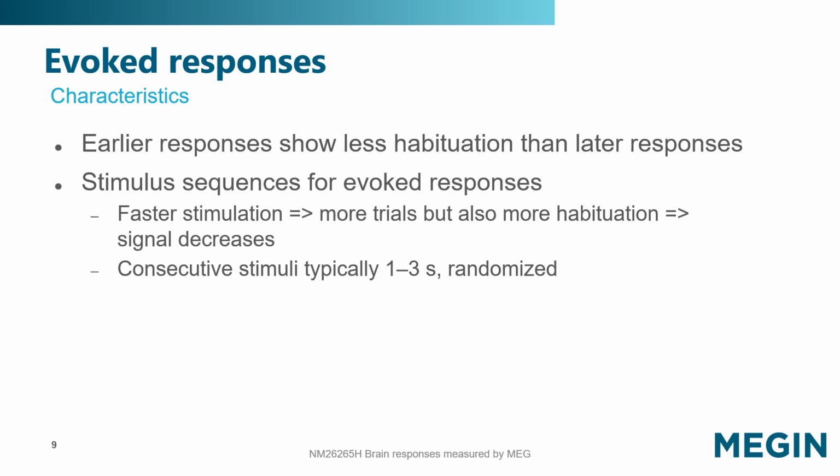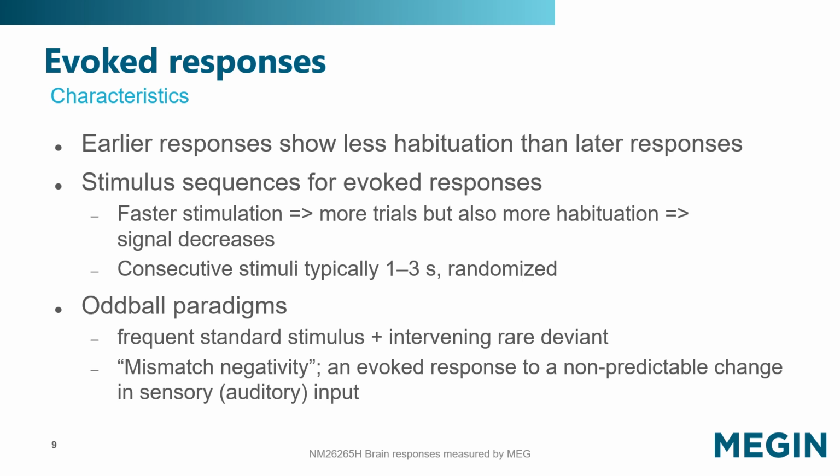Depending on the experiment, consecutive stimuli typically have a range from 1 to 3 seconds. Randomization of stimulus types and ISI lengths is recommended to improve vigilance and reduce habituation. In an oddball paradigm, the sequences of repetitive stimuli are interrupted by a deviant stimulus at an infrequent rate. The reaction of the participant to this oddball stimulus is recorded. The resulting mismatch negativity is an evoked response which detects sensitivity to a non-predictable change in sensory input.